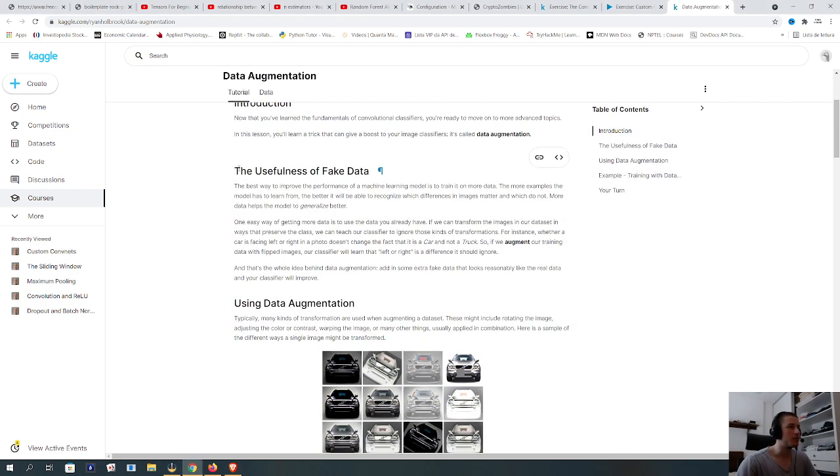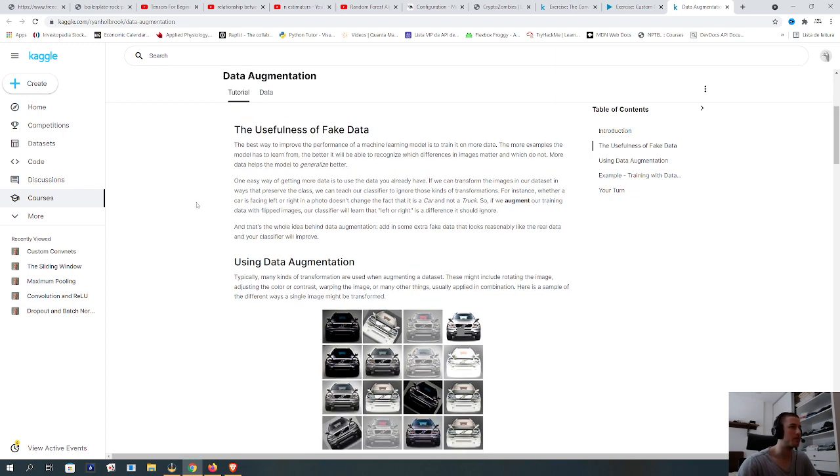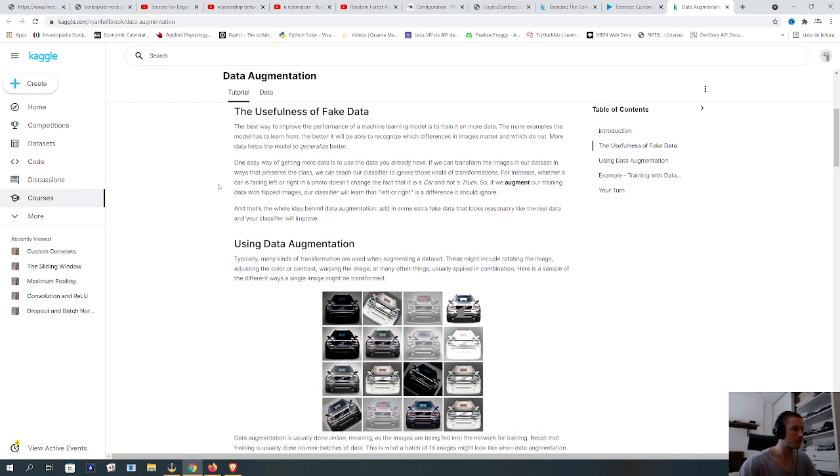Now that you've learned the fundamentals of convolutional classifiers, you're ready to move on to more advanced topics. This lesson will teach a trick that can give a boost to your image classifiers. It's called data augmentation. The usefulness of fake data: the best way to improve the performance of a machine learning model is to train it on more data. The more examples the model has to learn from, the better it will be able to recognize which differences in images matter and which do not. More data helps the model to generalize better.